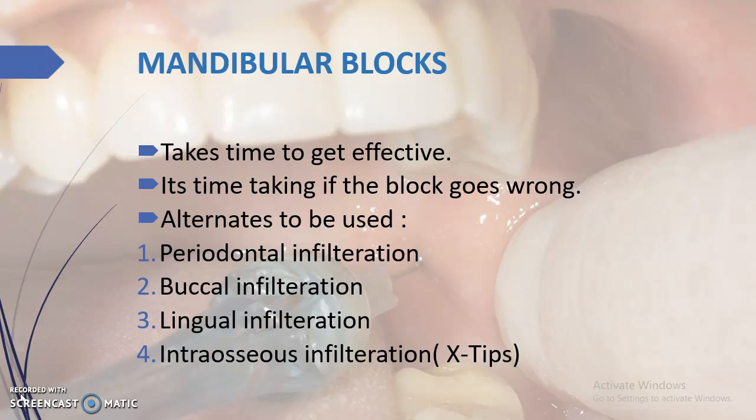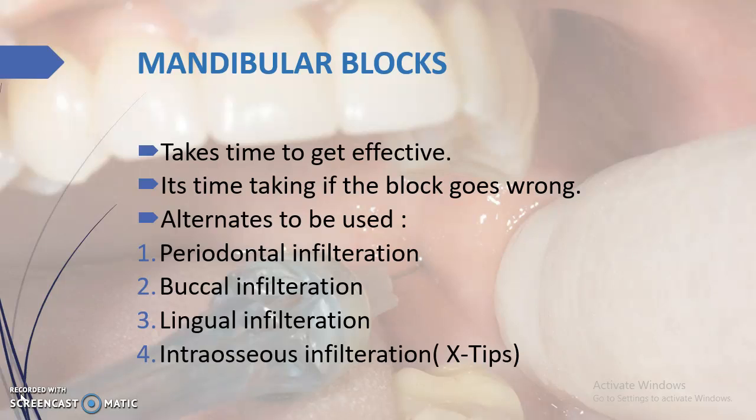Mandibular blocks have a long wait before they take effect, and when they fail, you have to perform it all over again. Therefore, infiltration should be the first choice of method for pulpal and soft tissue anesthesia of mandibular permanent incisors in adults. Regional block injections are sometimes ineffective due to crossover innervation from the opposite side of the inferior alveolar nerve.